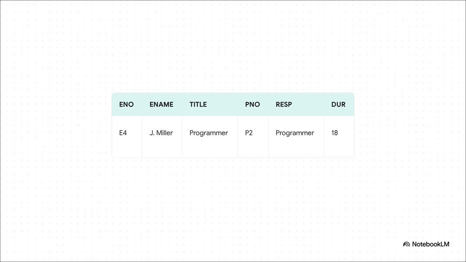Take a look at Jay Miller. He's a programmer on Project P2. Now, what happens if Jay Miller leaves the company? The logical step is to delete his record from the table. But hold on a second. Notice that he is the only person working on Project P2. So if we delete his row, we don't just lose the information about Jay Miller, we lose everything about Project P2. The fact that it even exists just gets wiped out. We've accidentally destroyed critical company data.